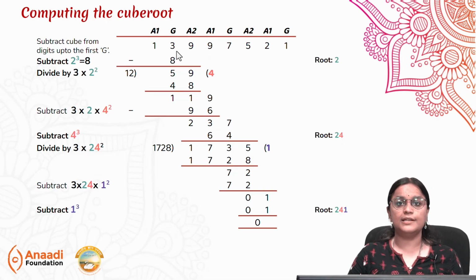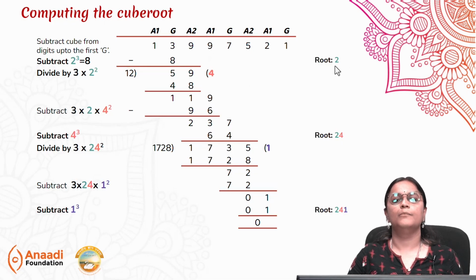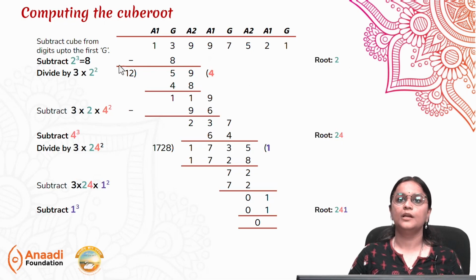Repeating the same process as we did before, we will subtract the largest cube possible from the first Ghanasthana. In this case, it will be 2 cube, that is 8. We subtract 8. Remember, since we are subtracting a cube, we will add it to our root number here on the right side. Next, now we have 5 as a remainder.